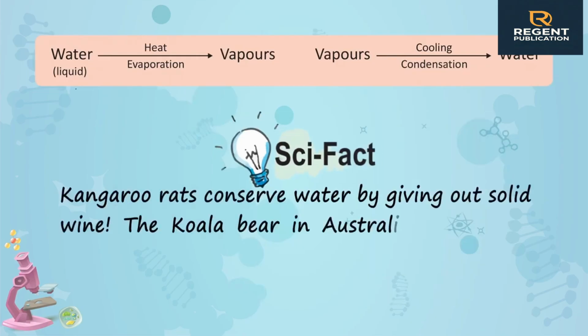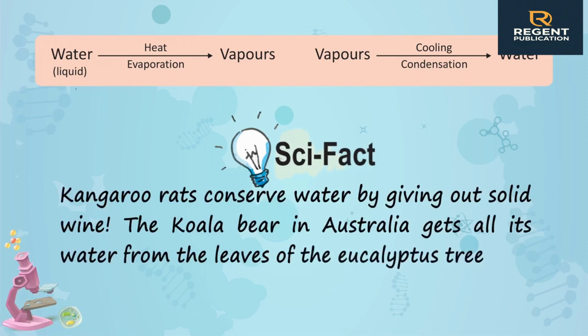Scientific fact. Kangaroo rats conserve water by giving out solid waste. Koala bear in Australia gets all its water from the leaves of the eucalyptus tree that make up its main diet.